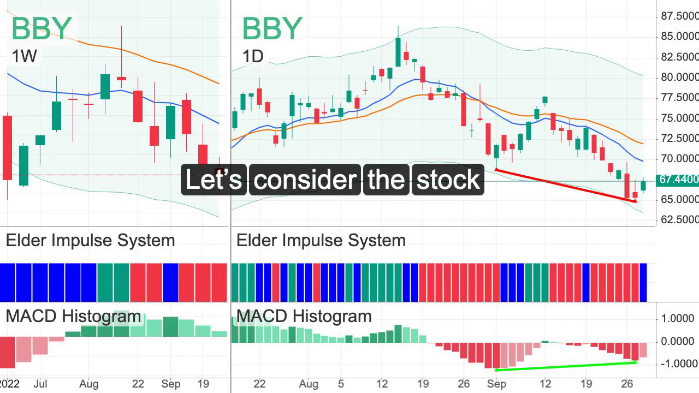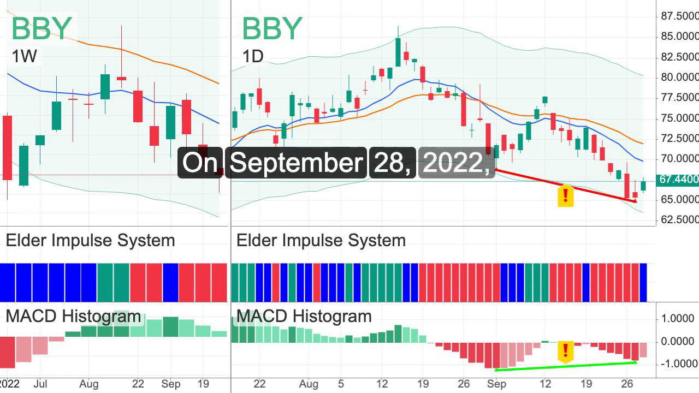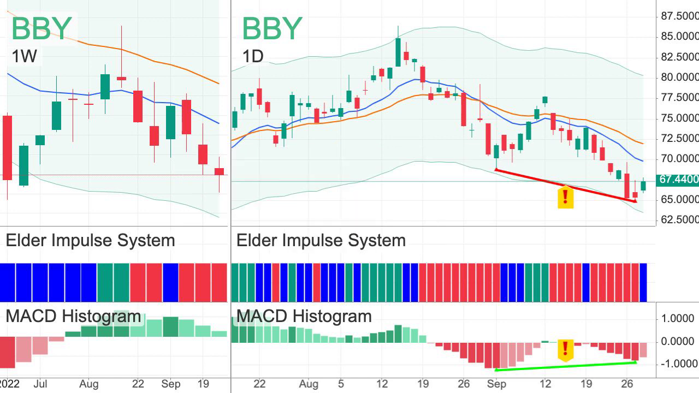Let's consider the stock of Best Buy Co. Inc. On September 28, 2022, a bull divergence formed in a downtrend. This is a strong buy signal. There is a first light bar on the histogram. Are you ready to submit a buy order?